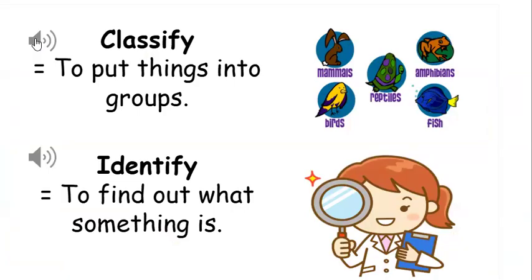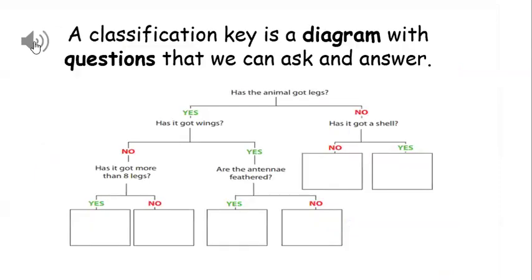Classify, to put things into groups. Identify, to find out what something is. A classification key is a diagram with questions that we can ask and answer.